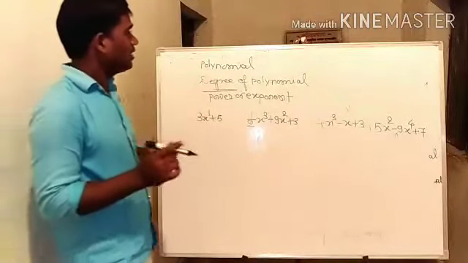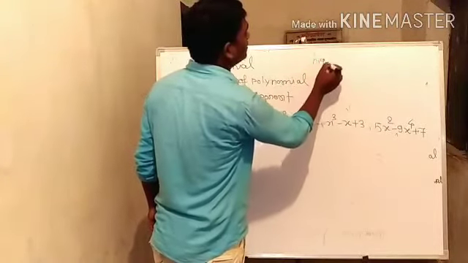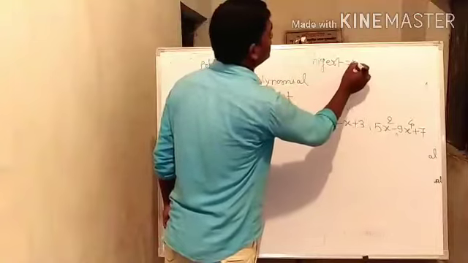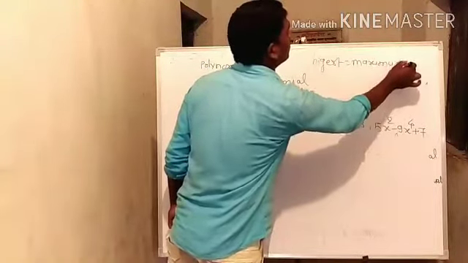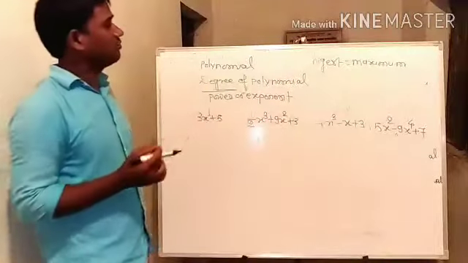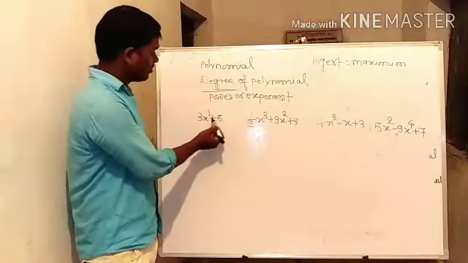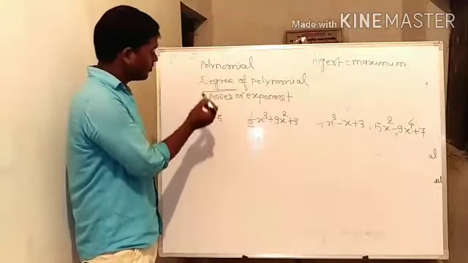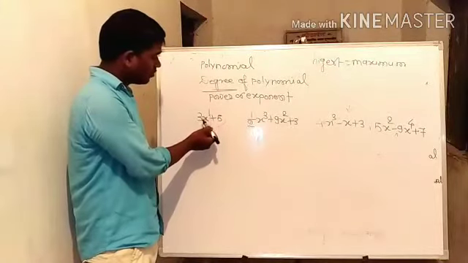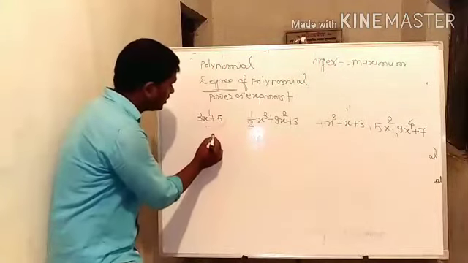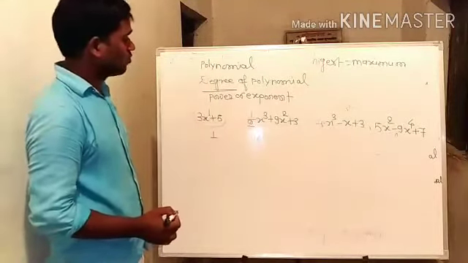Highest means maximum power. Highest means the greatest value. In this 3x plus 5, the power of the variable is 1 and 1 is the highest power. So the degree of this polynomial is 1.